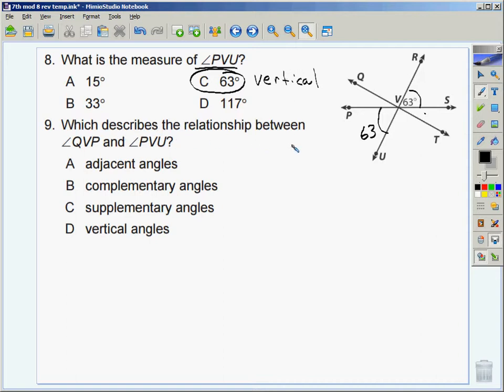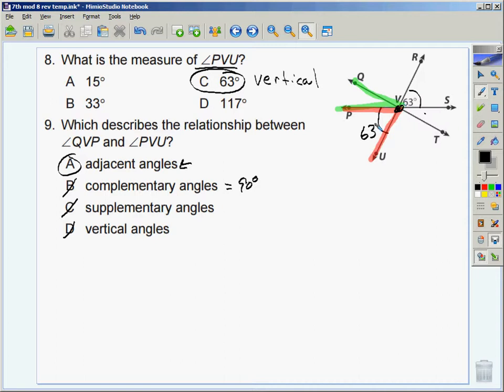It says, which relationship describes QVP? That's here. And PVU. So, are they adjacent? They share a side, they share a vertex. They are adjacent. Can I tell for sure if they're complementary? No, I can't tell if they add up to equal 90 degrees. I can tell you for sure they're not supplementary because there's no way they make a straight line. Are they vertical? No. Because if they were vertical, they would be opposite of each other. The correct answer is adjacent. Remember, adjacent means they share a side, they share a vertex. In other words, they're side by side, next to each other.